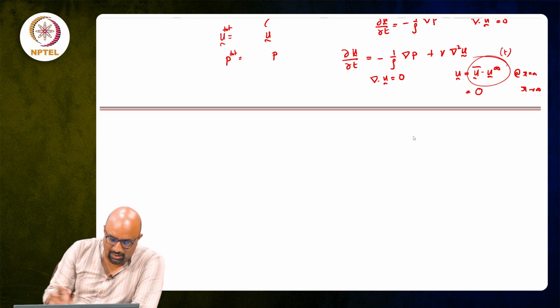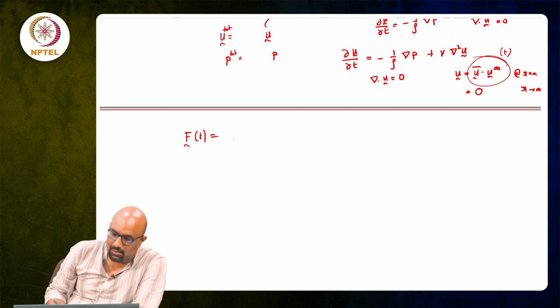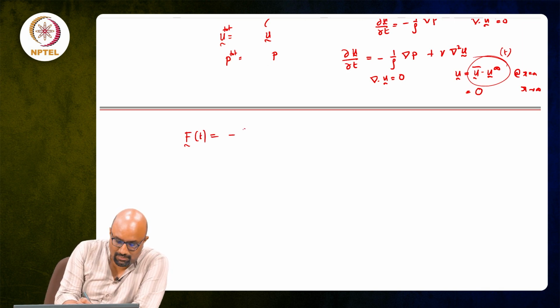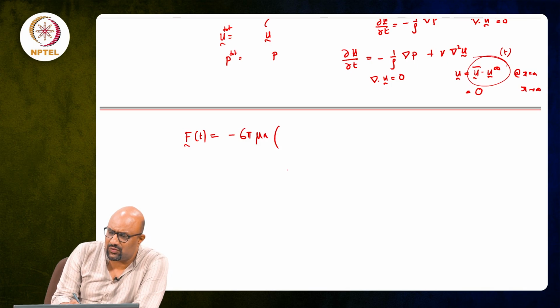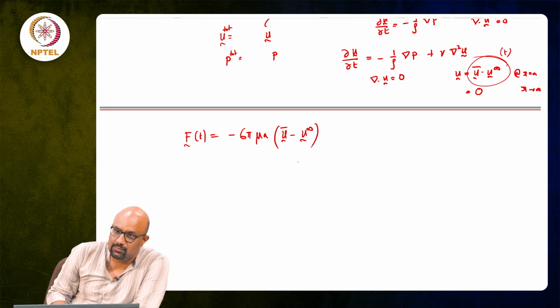So, now if I write down the expression of force, you are going to get minus 6 pi mu a. What is the quasi steady Stokes drag? This is a sphere moving in a background uniform flow, right? So, what is the quasi steady Stokes drag? Correct. Nothing changes regarding this.